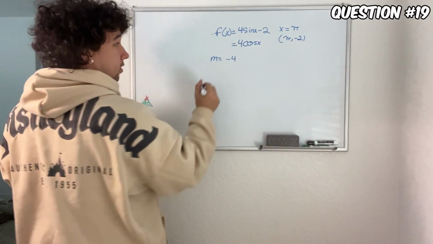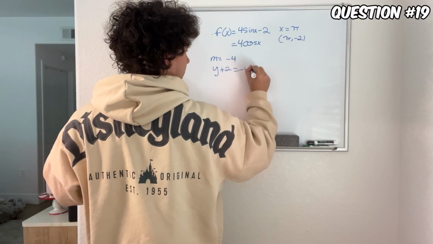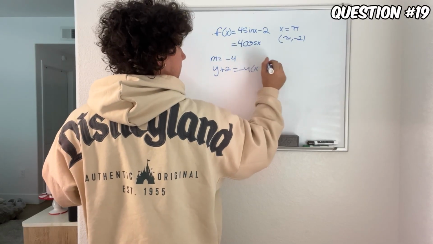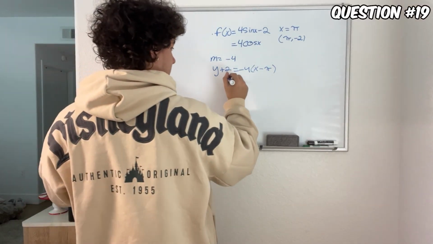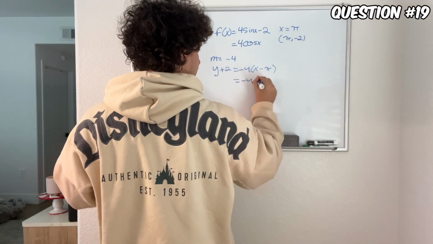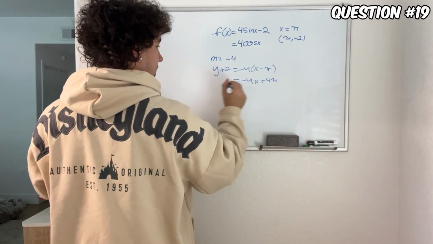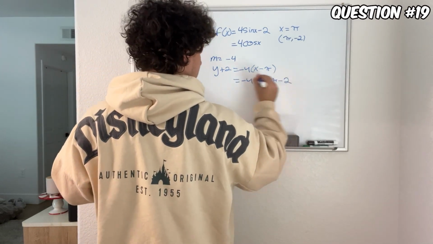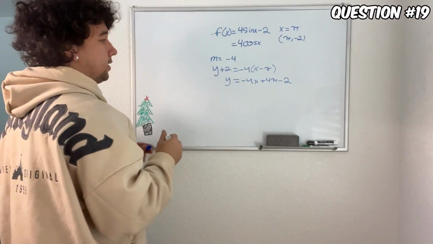Rinse and repeat here. So y plus 2 equals -4 times x minus pi. And that's going to give me equals -4x plus 4 pi. And then I'm going to subtract 2. So I get y equals -4x plus 4 pi minus 2.